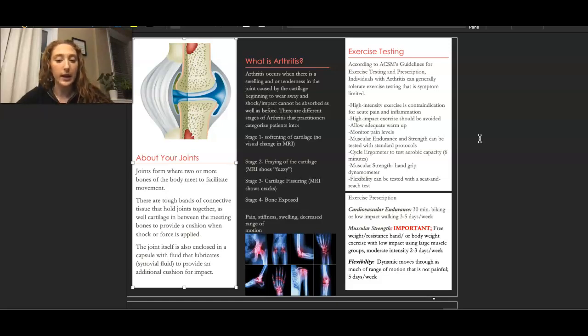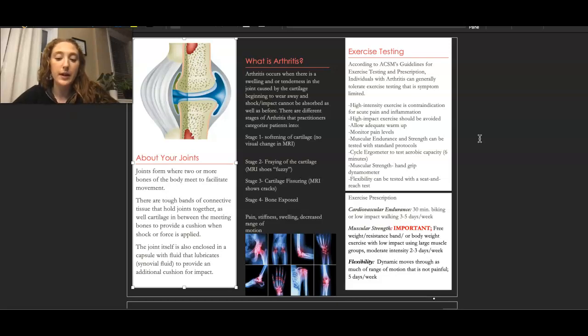So that's why I mentioned the biking. You can do walking as well, as long as it's low impact. You're wearing the right sneakers, things like that, about 3 to 5 days a week. Muscular strength, this is a super important part, which I'll mention a little bit later on. Free weight, resistant band, or body weight exercises, as long as they're low impact, they're generally safe. As long as you use large muscle groups and a moderate intensity from 2 to 3 days a week.